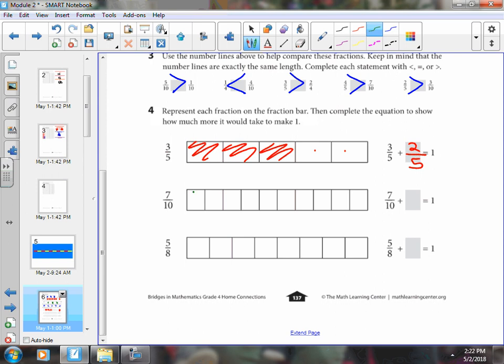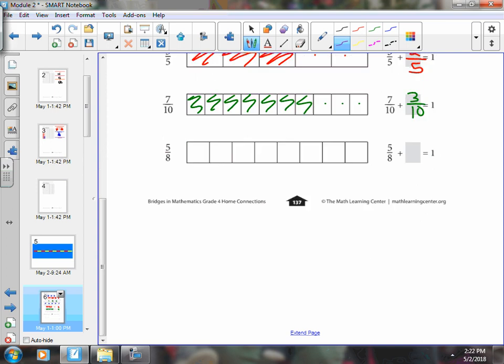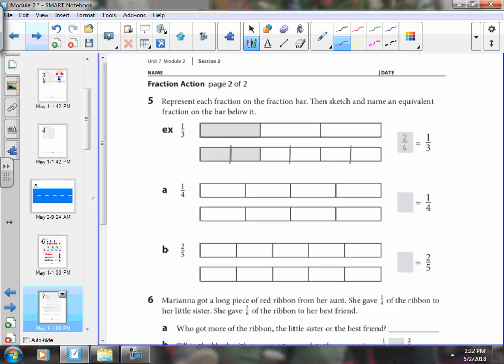The next one, 7/10. And I know if I add 3 more tenths, that equals 10/10, or the whole shebang. And the last one on the page, 5/8. And I know if I add 3 more eighths, that equals 8/8, or the whole shebang. All right, on to the second page.